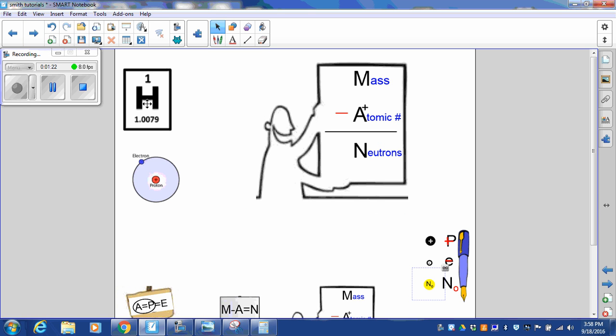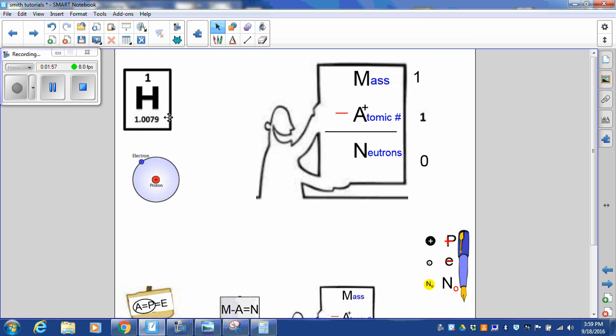The first one is hydrogen. Hydrogen has an atomic mass of 1.0079. I have to always round this number. So that rounds off to the nearest whole number of 1. So I'm going to plug that in for my mass. Hydrogen's atomic number is also 1. I'm going to bring that over there. That A plus, it has 1 proton. When I subtract the two, I get 0. Now, how easy is that? 1 minus 1 is 0.